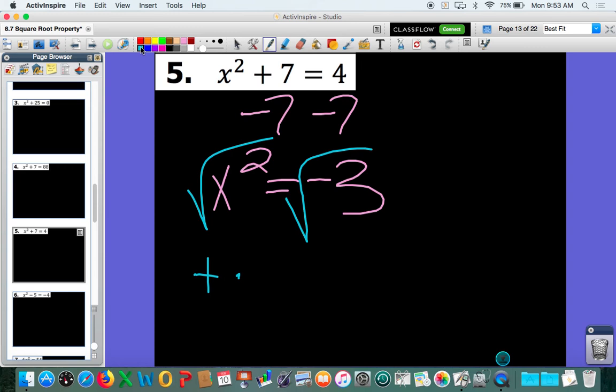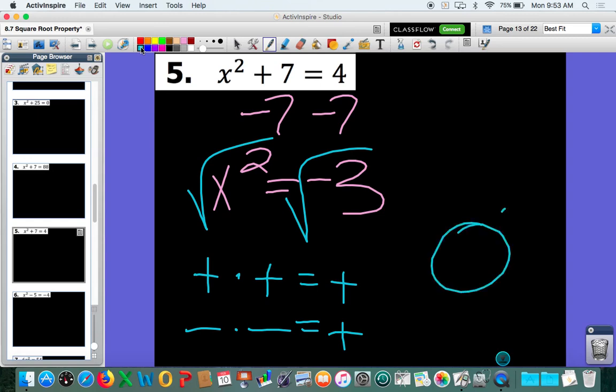A positive times a positive gives you a positive. A negative times a negative gives a positive as well. That means that we cannot get this. So we are going to have no solution. Now, you can use the symbol or you can actually write no solution. However, if you just put 0, you will not get the correct answer. 0 is a number. You have to put the slash through it. So you can use either one of these.